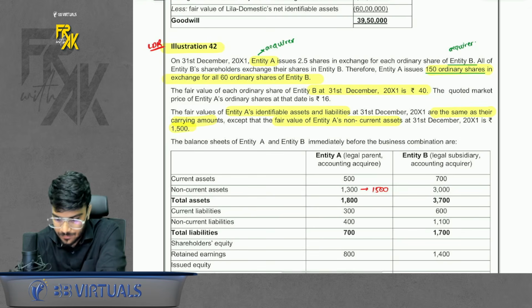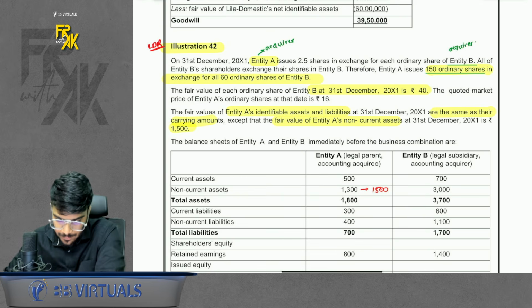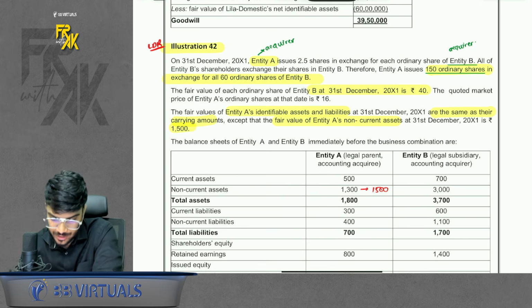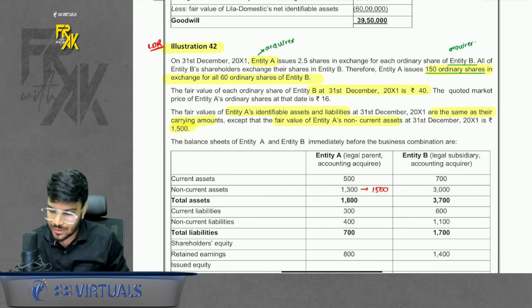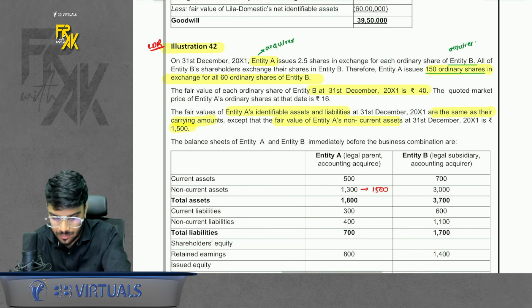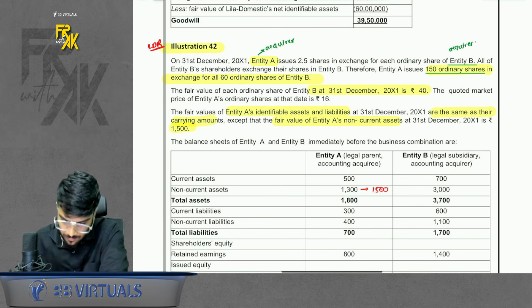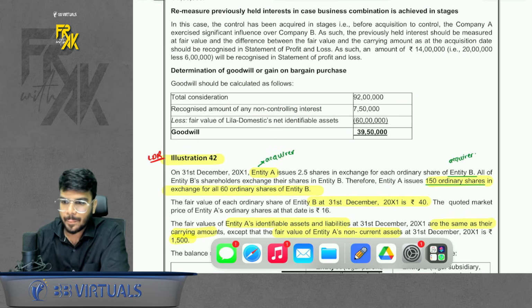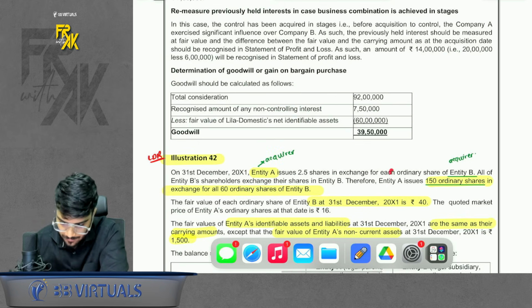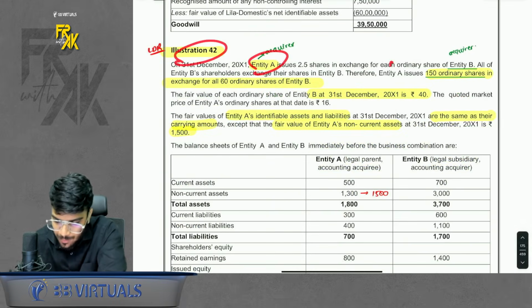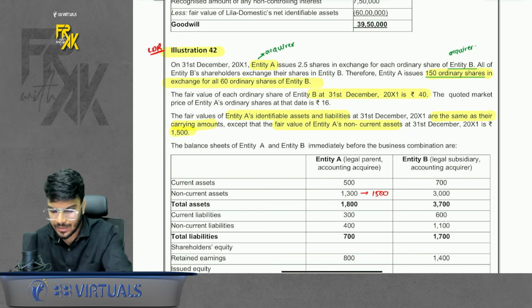What does it say? It says that on 31st December, entity A issues 2.5 shares in exchange for each ordinary share of B. So if you see closely, who is the acquirer here? A is the acquirer and B is the acquiree. Anyways, in this illustration, A is the acquirer, B is the acquiree. How many shares is A giving? 2.5 shares for each ordinary share of B.